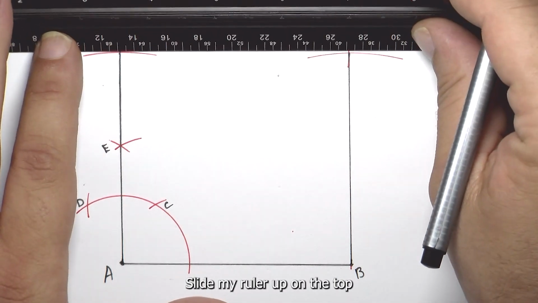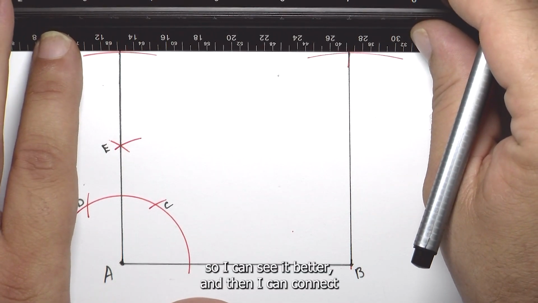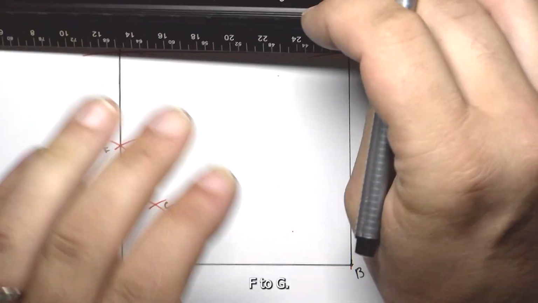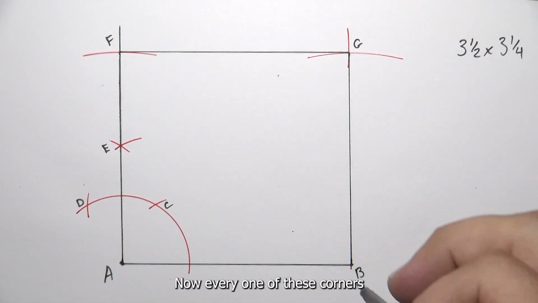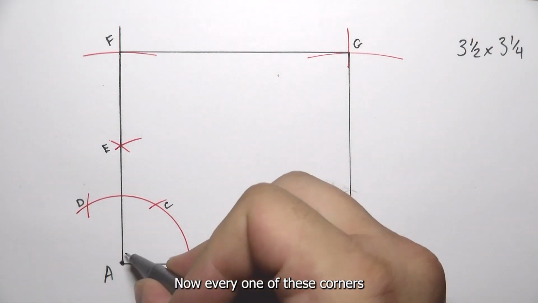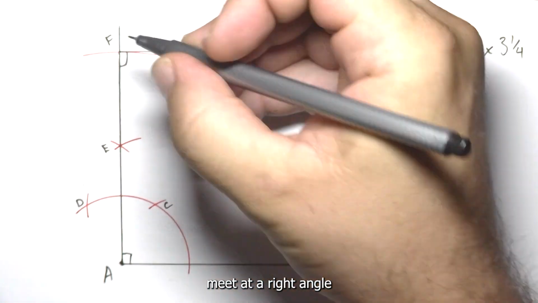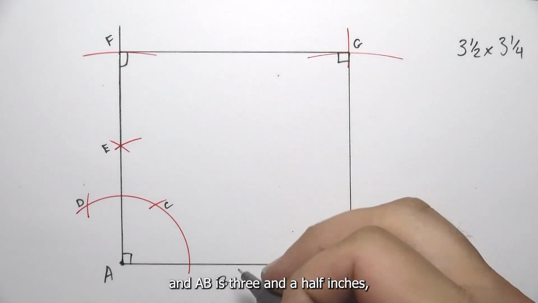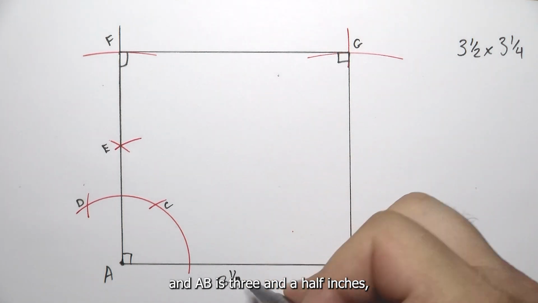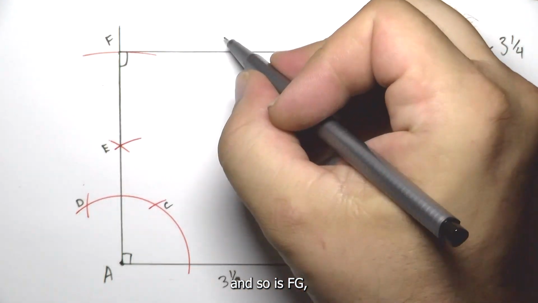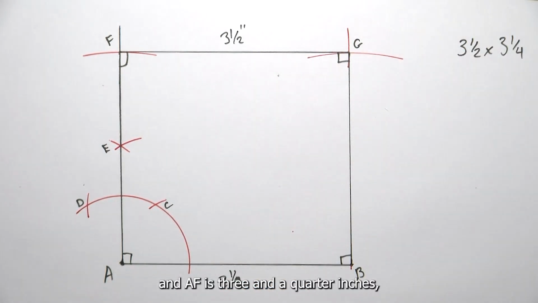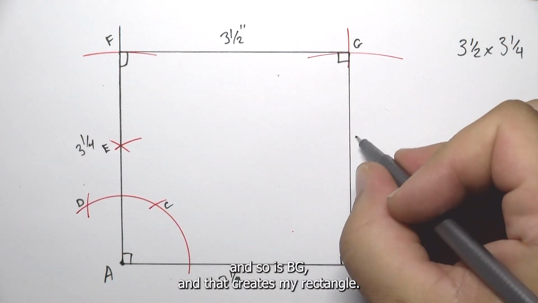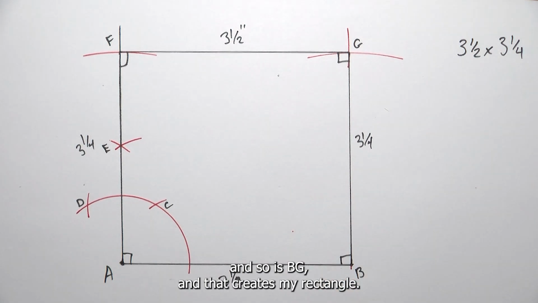I'll slide my ruler up to the top so I can see it better, and then I can connect F to G. Now, every one of these corners meets at a right angle, and AB is 3.5 inches, and so is FG. And AF is 3.25 inches, and so is BG. And that creates my rectangle.